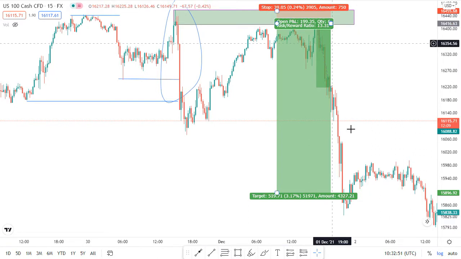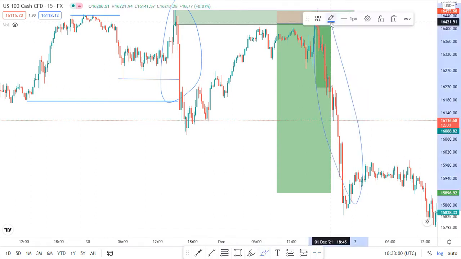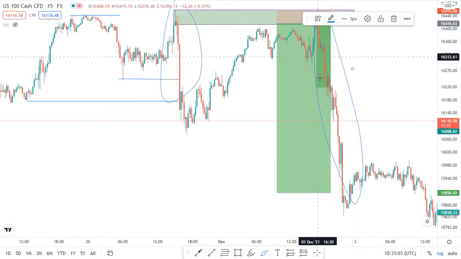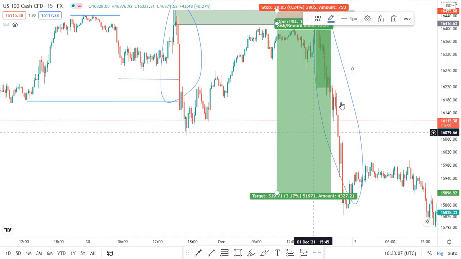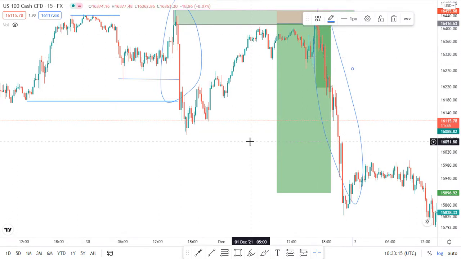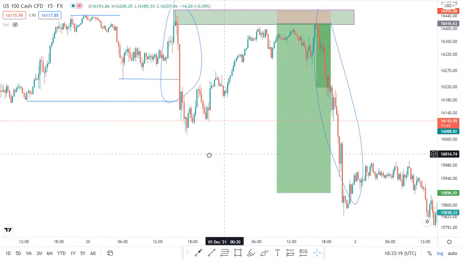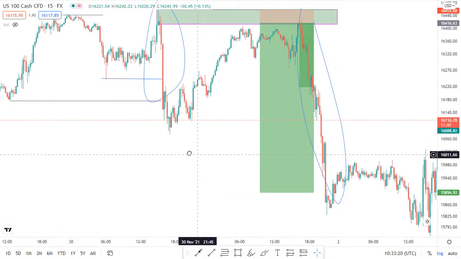You can see this pace. If you compare this pace and this pace, you can see that it's not something different. It's not like this one, but it's like this one. You see? Okay, so yeah, I took out my trade around, I think, here.